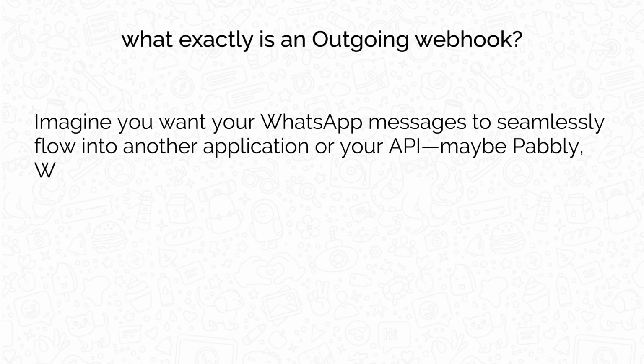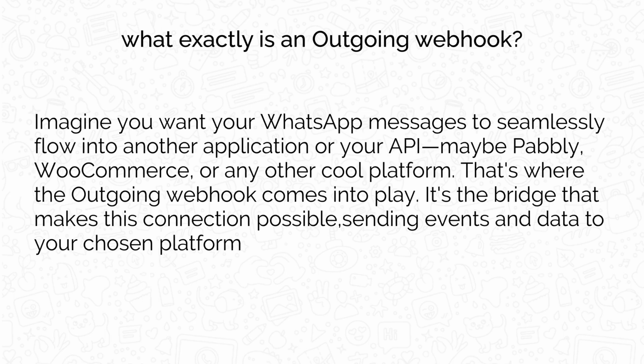Imagine you want your WhatsApp messages to seamlessly flow into another application, or your API, maybe Pabbly, WooCommerce or any other cool platform. That's where the outgoing webhook comes into play. It's the bridge that makes this connection possible, sending events and data to your chosen platform.